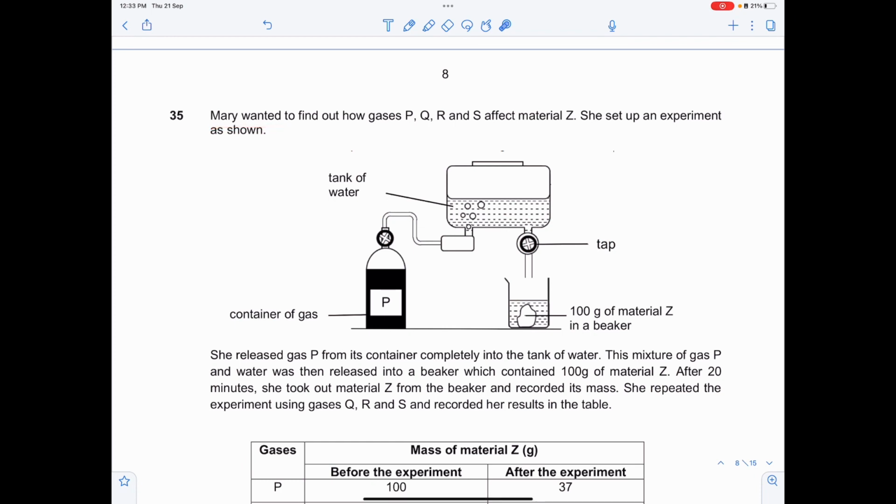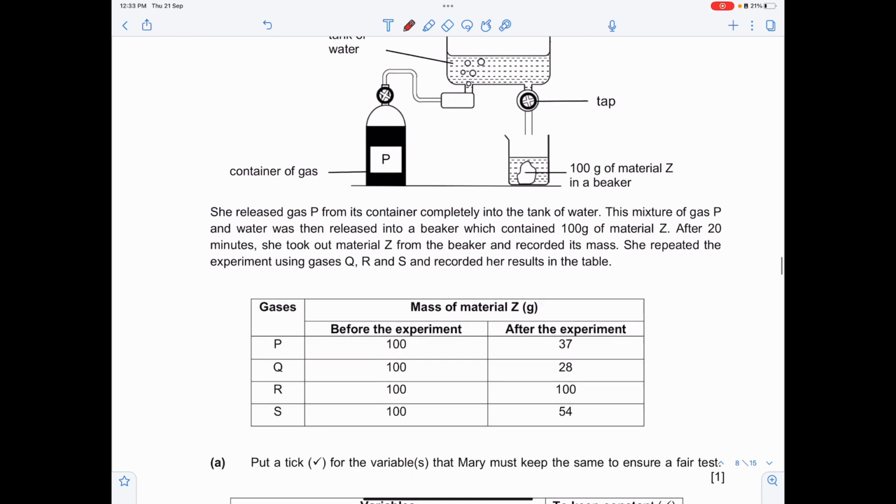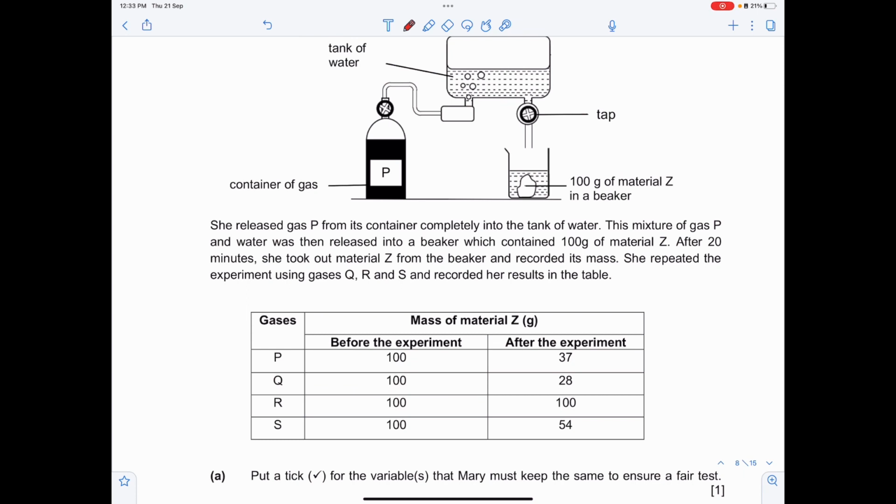Question 35. Mary wanted to find out how gases P, Q, R, and S affected material Z. Okay? She set an experiment as shown. So what is the change variable? The change variable would be your P, Q, R, and S. Okay? So apparently the measured variable in this case is actually your mass of material. So what did she do?